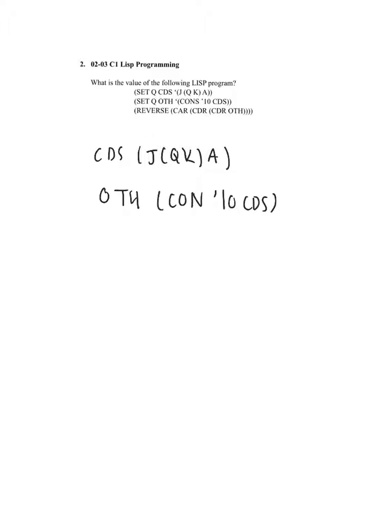From the first line, we get that CDS is equal to the list J, QK, parentheses, A. Then the second line gets a little bit more complicated. OTH is equal to cons 10 CDS. So, in order to get OTH, we need to add 10 to the existing CDS. This becomes 10 J QK A.